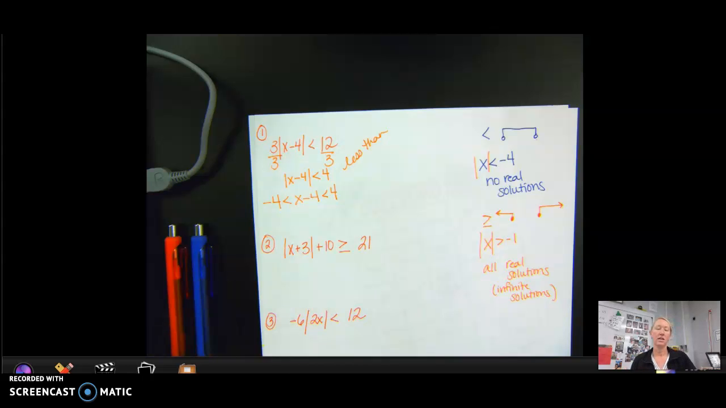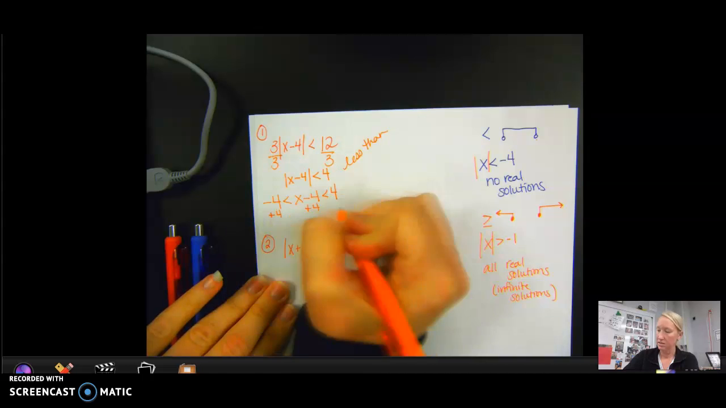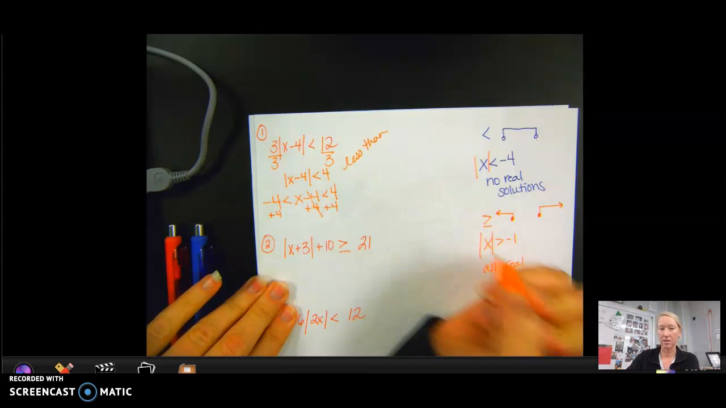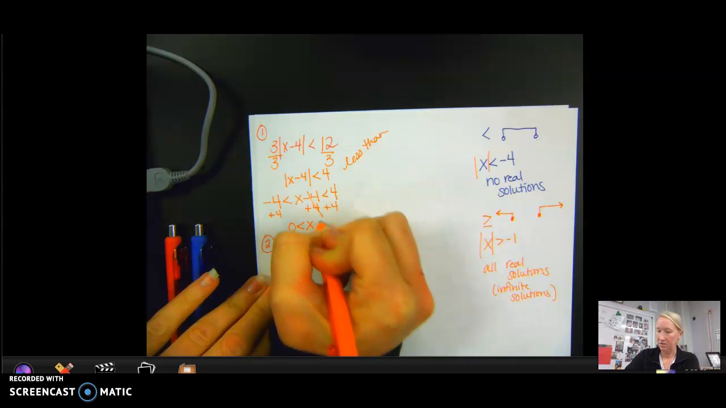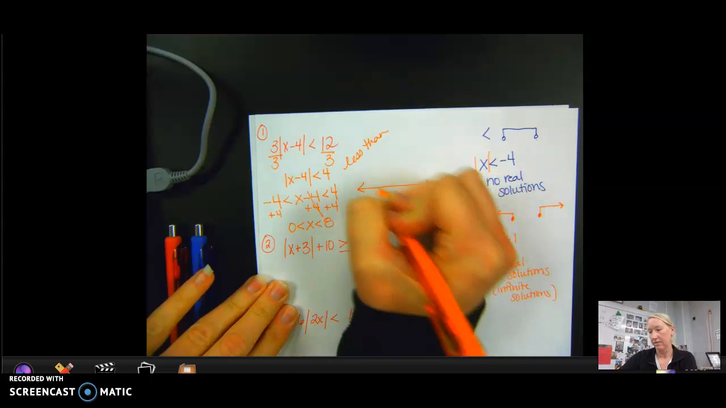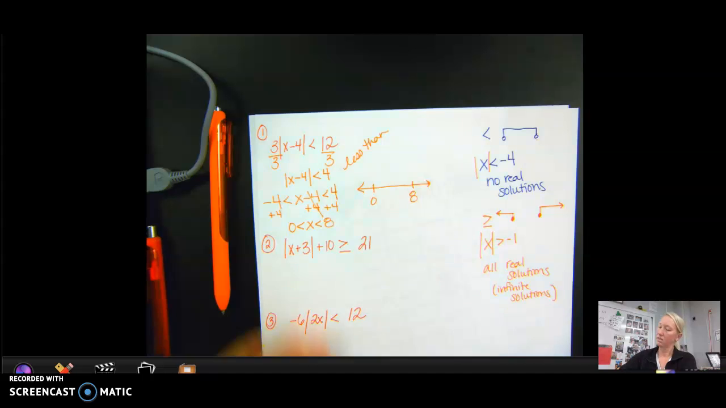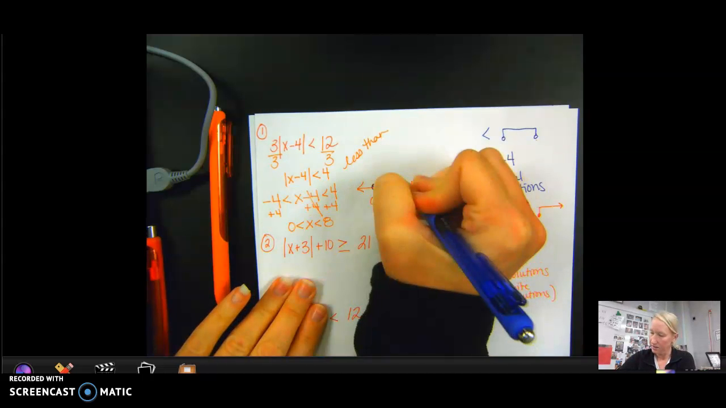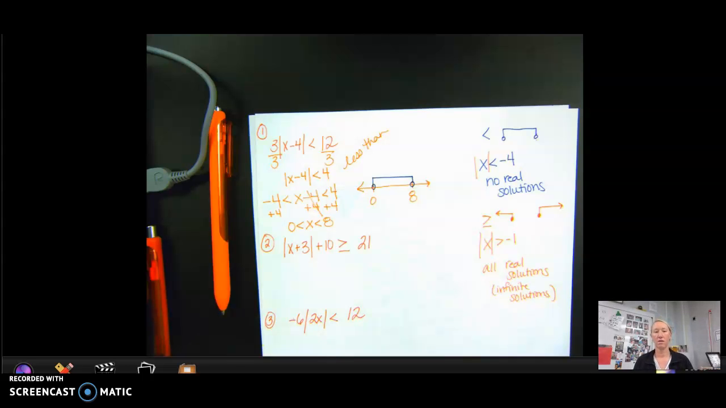Okay. Then we go and add 4 to all places to get rid of this 4 in the middle. Negative 4 plus 4 is 0. Is less than x, which is less than 8. And then I can graph it. I have 0 on here, and I have 8 on here. This is an open circle on both. Since it's less than, they go in towards one another. Okay?